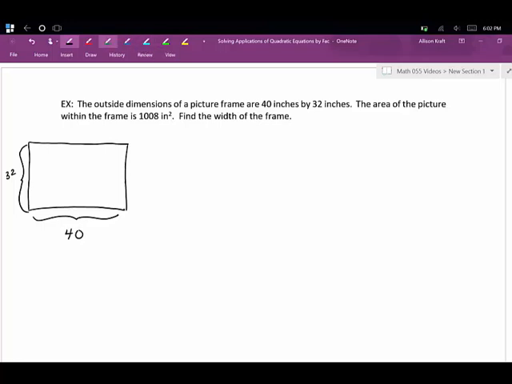Then we have the picture inside the frame. There's a uniform thickness of the frame around this picture. We do not know the thickness of the frame. In fact, that's what we're being asked to find. Therefore, this distance all around our picture is an unknown number. We're going to call it x.